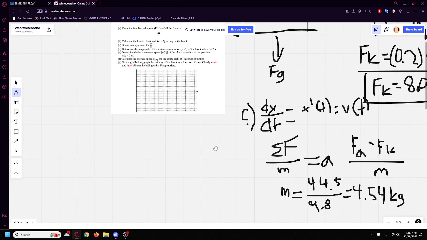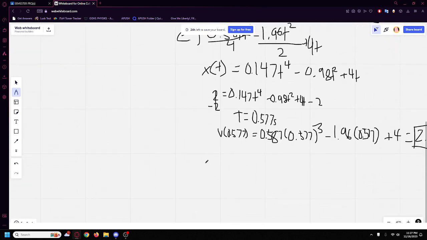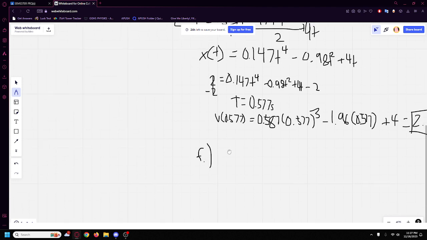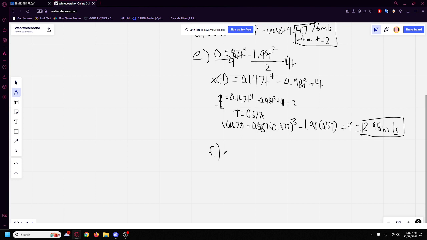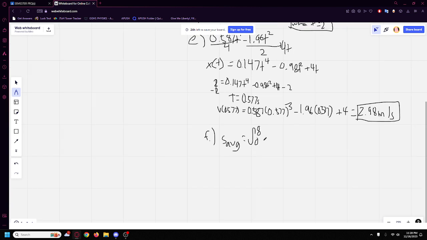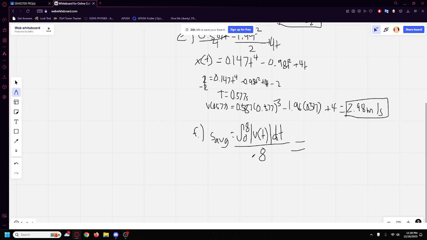Now to find average speed for the 8 seconds of motion, you take the integral of the absolute value of v of t. So average speed is equal to the integral from 0 to 8 of the absolute value of v of t dt, and you divide by 8 because it takes 8 seconds, and this gives you 71.29 meters per second.